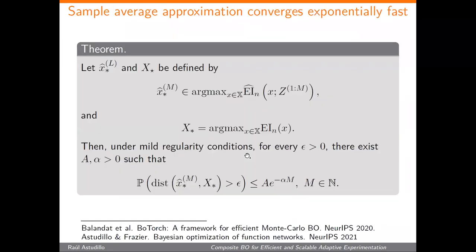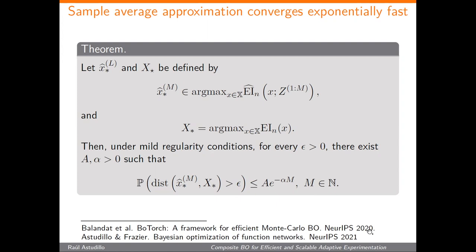It turns out that we can back this up with some theory and show that the solution that we find by maximizing this approximation converges exponentially fast in probability, in the sense of the distance to the true optimal solution, at an exponential rate. This was first shown in this paper by Balandat et al., the BoTorch paper. And we also generalized this to more complicated composite functions in our 2019 paper.